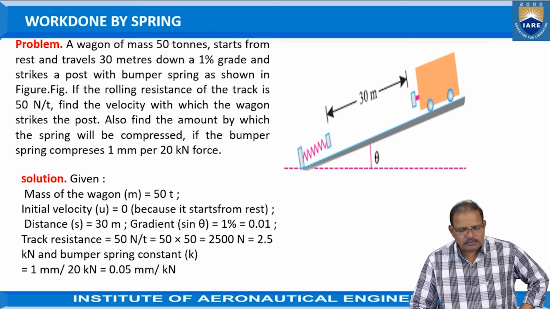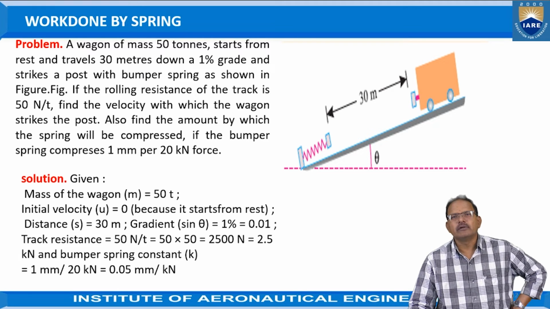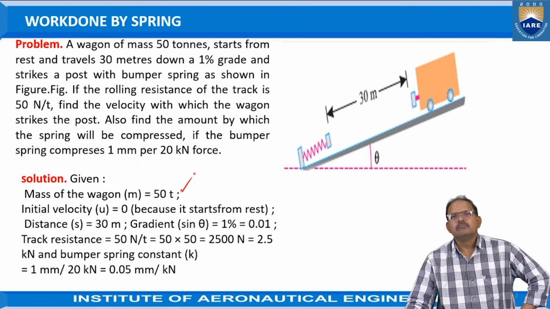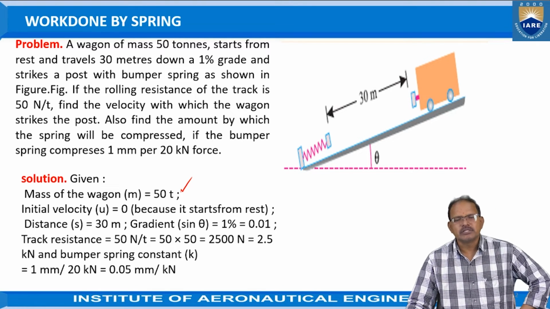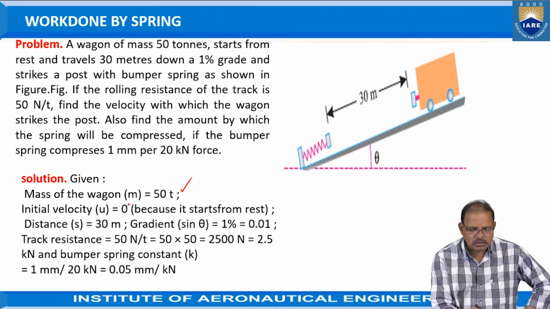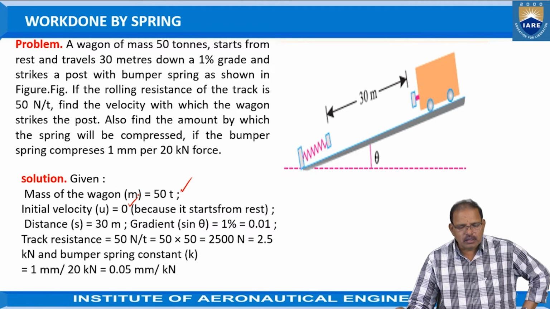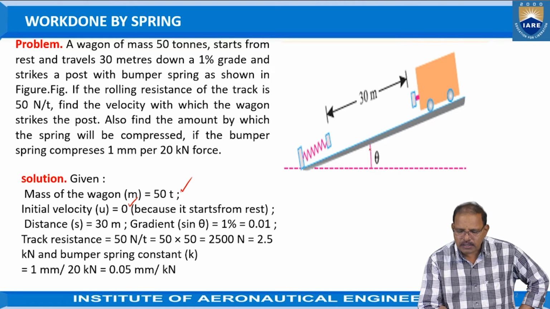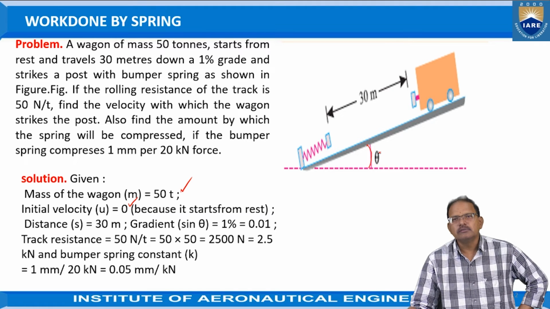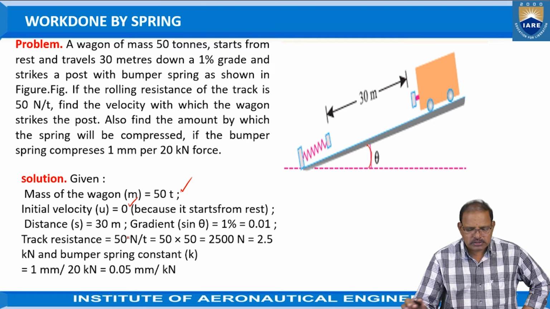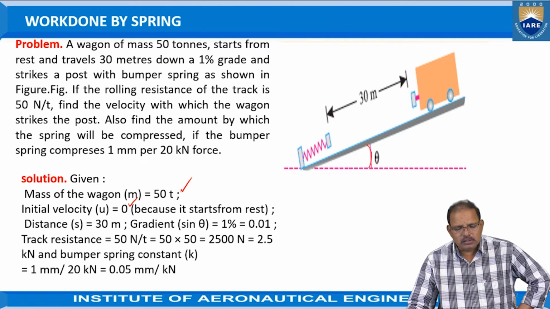Here the given data is: the mass of the wagon is 50 tons, and it starts from rest. That means the initial velocity of the wagon is 0, that is u = 0. And it travels 30 meters down the inclined plane, so the distance traveled is equal to 30 meters.